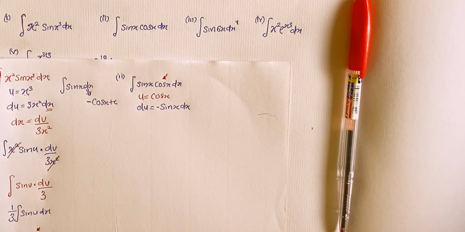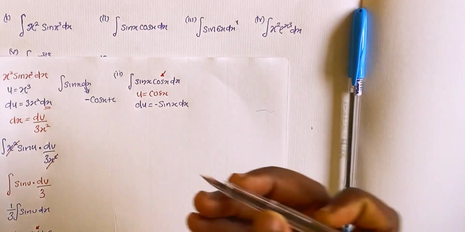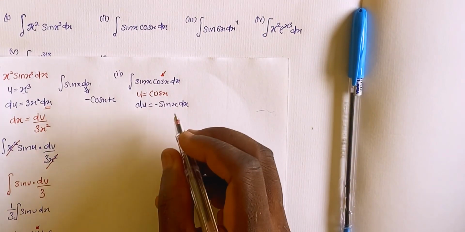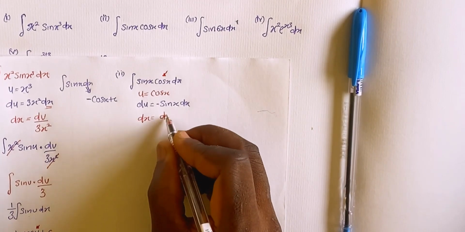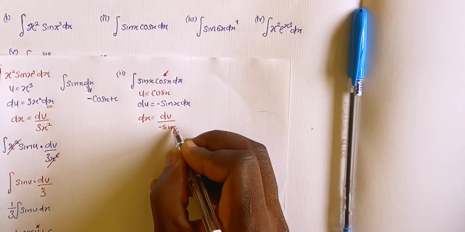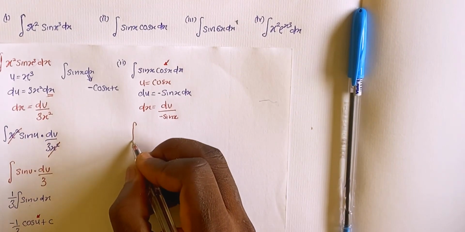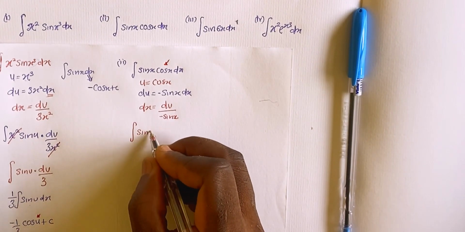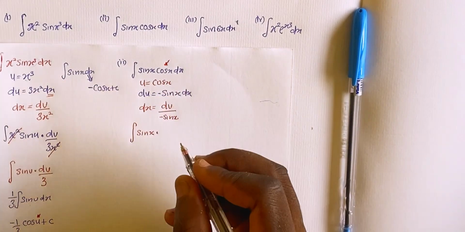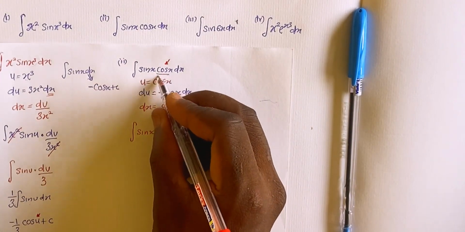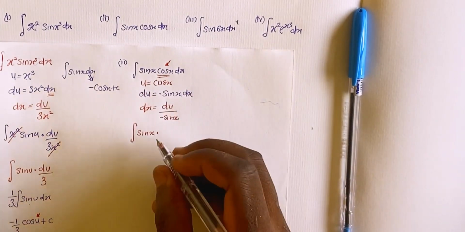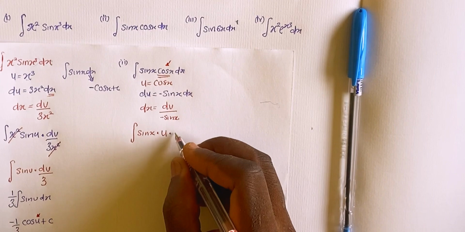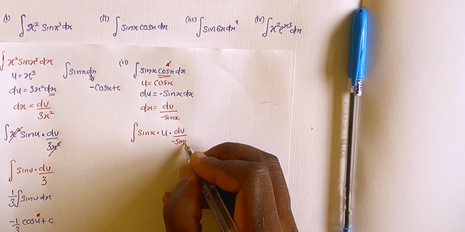Whenever I differentiate cos x, I'm going to have negative sine x, and whenever I integrate my cos x, I'm going to have sine x. But if I integrate my sine x, I'm going to have negative cos x, just like the case of this. So let's go ahead and solve it. I'll have dx equals du divided by negative sine x. You get it now? So let's put it back. I'm going to have the integral of sine x, multiplied by my cos x, which after substituting is u, multiplied by dx, which is du over negative sine x. That's very good.